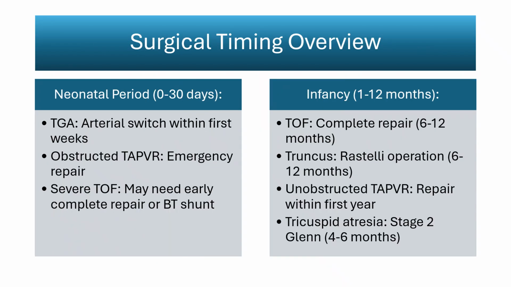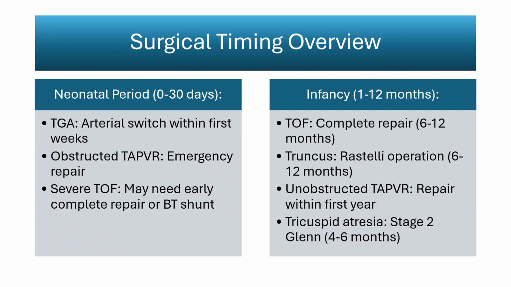Surgical timing in cyanotic congenital heart disease depends on both the lesion and the infant's stability. In the neonatal period, transposition requires arterial switch repair within the first weeks before the left ventricle regresses from pumping to a low-resistance circuit. Obstructed TAPVR demands immediate surgery at presentation, as no medical therapy can relieve pulmonary venous obstruction. Severe forms of tetralogy, including pulmonary atresia with ductal-dependent flow, may also require early shunt placement or complete repair.